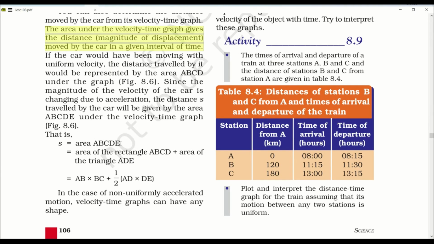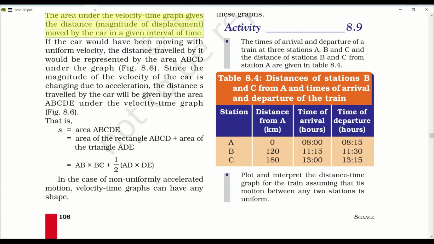So the area is equal to the area of rectangle ABCD plus the area of triangle ADE. Area of the rectangle is AB into BC, that is length into breadth, and area of the triangle is equal to half base into altitude. You have to sum up both the areas, and only then will you have the displacement covered by the car. In the case of non-uniformly accelerated motion, the velocity time graph can have any shape.